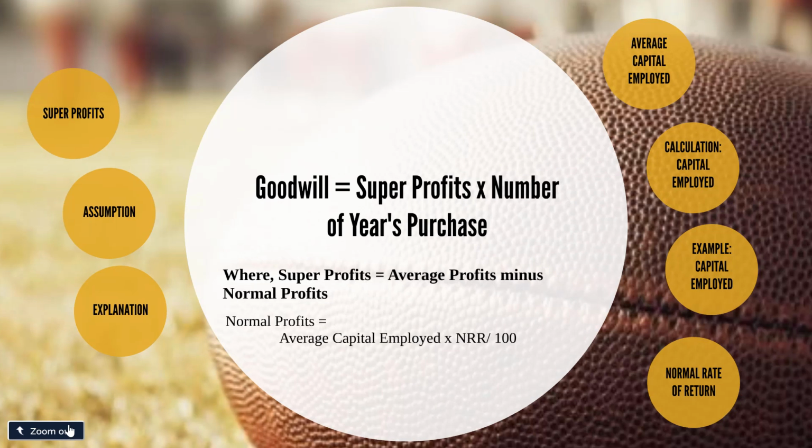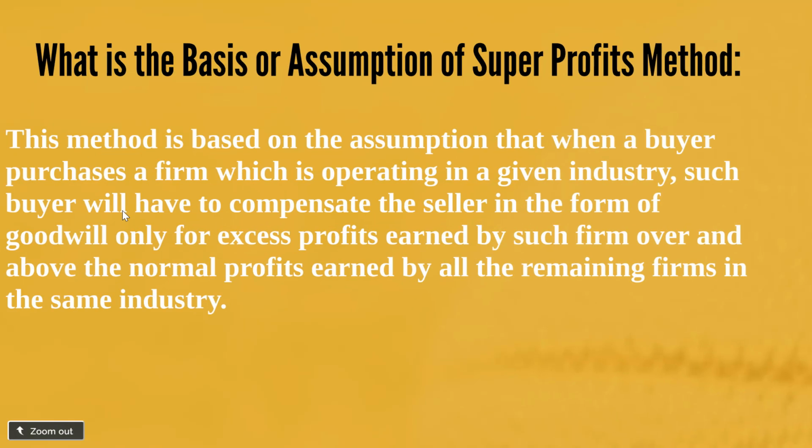Now goodwill under the super profits method is equal to super profits into the number of years purchase. So what is the assumption behind valuing goodwill under this method? What is the basis or assumption of super profits method?